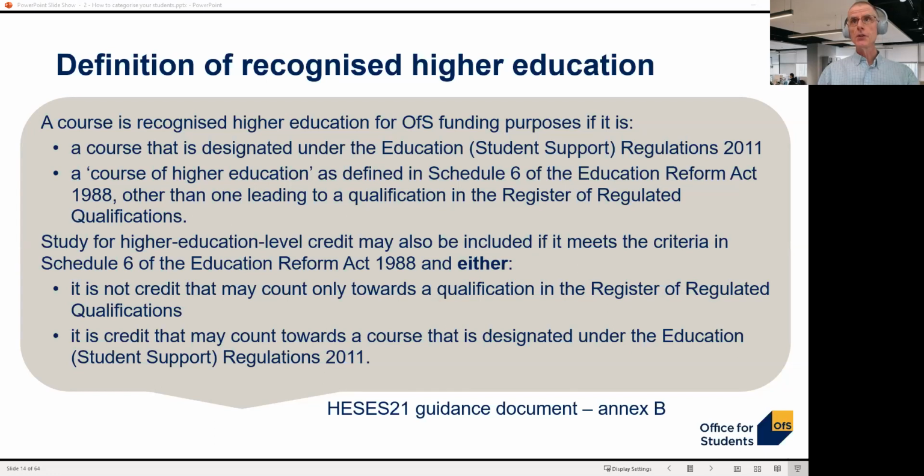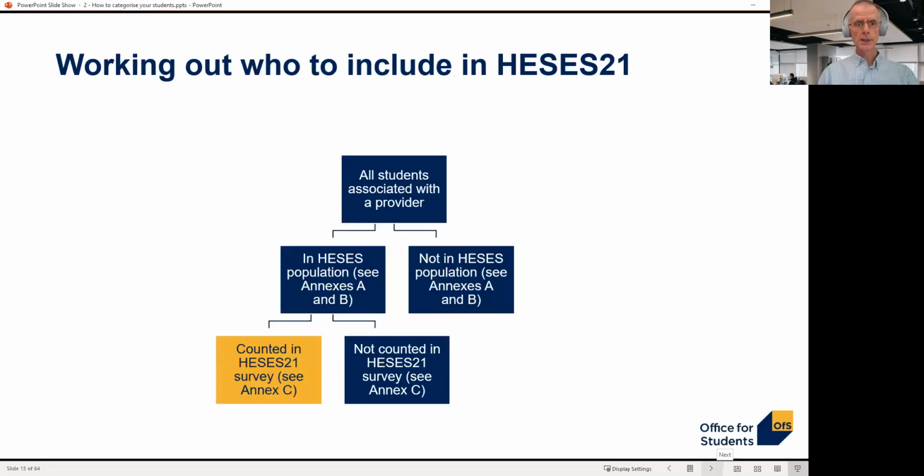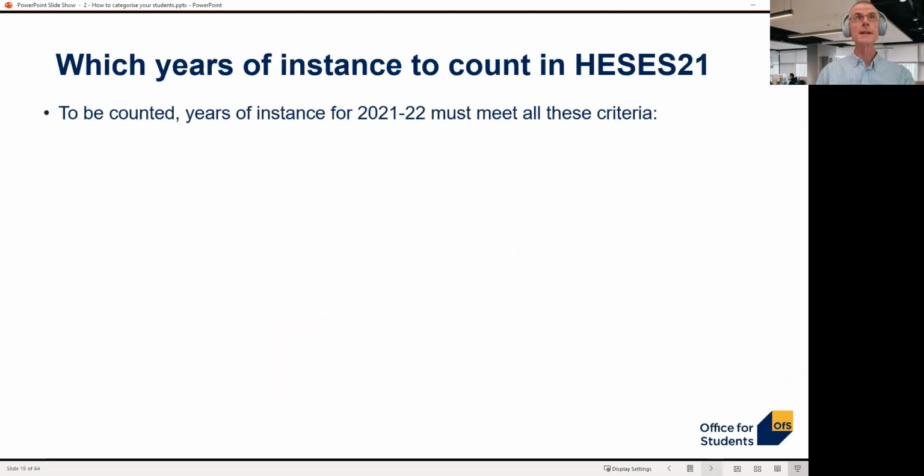So returning to our original hierarchical diagram, at the second level, we've now established who is in the HESES population: those aiming for a recognised higher education qualification or credit, registered with a provider and studying in 21-22, and spending no more than half their active study for the whole instance outside the UK. But even this may include some years that we don't want to count. So moving down to the highlighted box here, we now need to work out what to include in the HESES 21 survey, and this is defined in Annex C of the guidance, and you will find the criteria there.